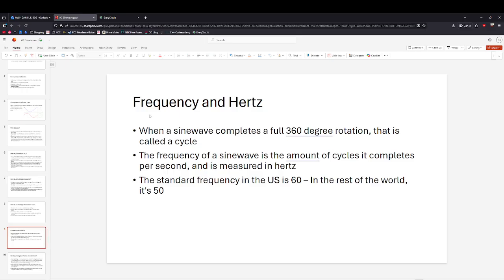But anyways, frequency in hertz. This is another one that Angelia said that I should add to this. Essentially, when a sine wave completes a full 360-degree rotation, that's called a cycle. Again, that's why we use circles for this. The frequency of a sine wave is the amount of cycles it completes per second and is measured in hertz.